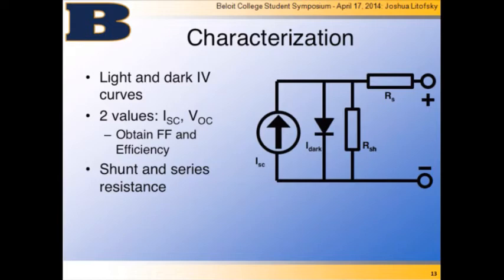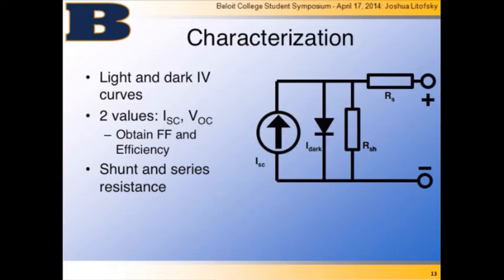So we get 2 values right off the bat. We get the short circuit current and the open circuit voltage. From here we can obtain the fill factor, which I'll talk about in a bit, and the efficiency, which is kind of the main thing of what we want. And then I'll look at how to calculate the shunt and the series resistance and how to optimize them.